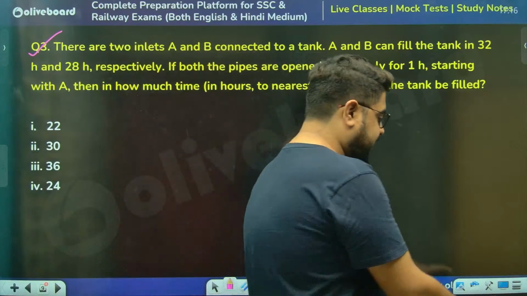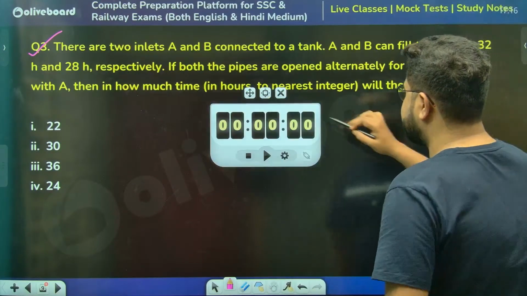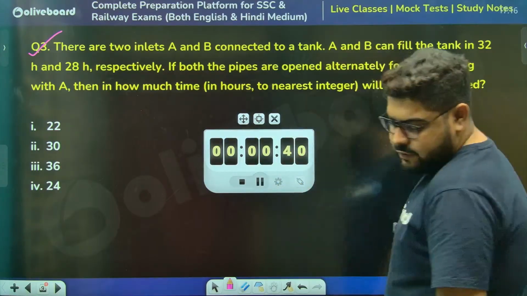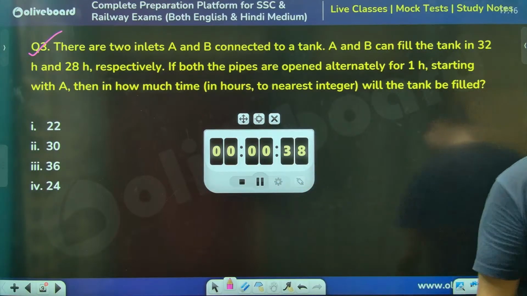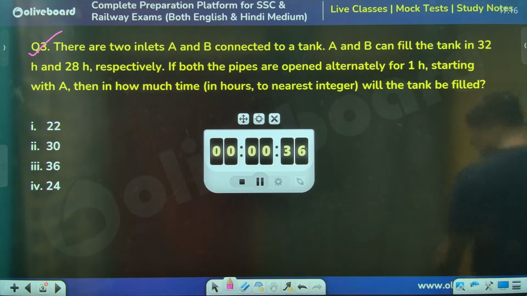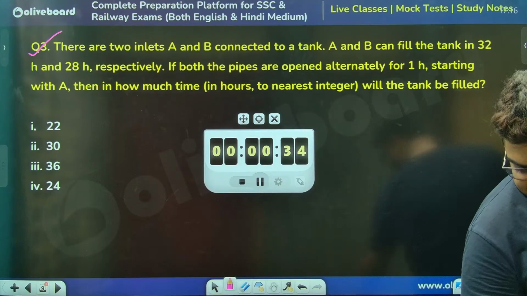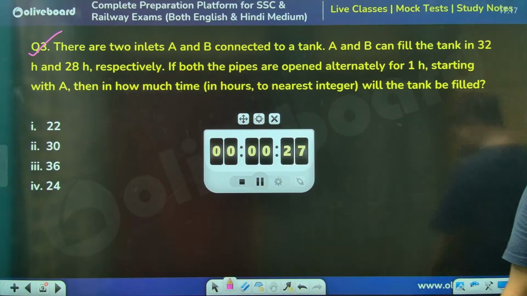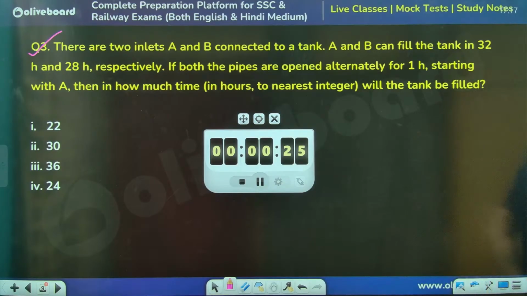Inlet, outlet, pipe and cistern question. Pipe and cistern question, please solve. 40 seconds time. Quickly solve, very quickly.